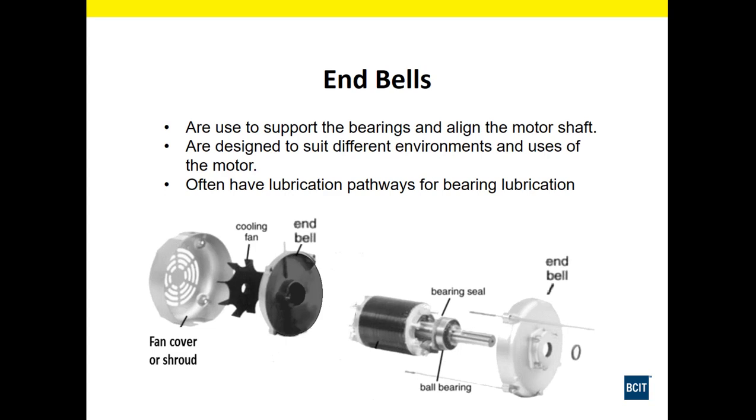End bells. End bells are used to support the bearings and align the motor shaft. They're designed to suit different types of environments that the motor may operate in. They often have lubrication pathways in them to help facilitate the lubrication of the bearings that are on the rotor shaft.